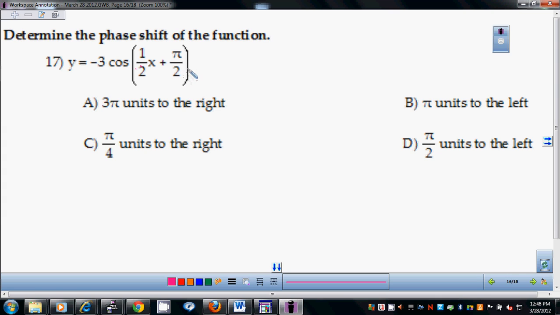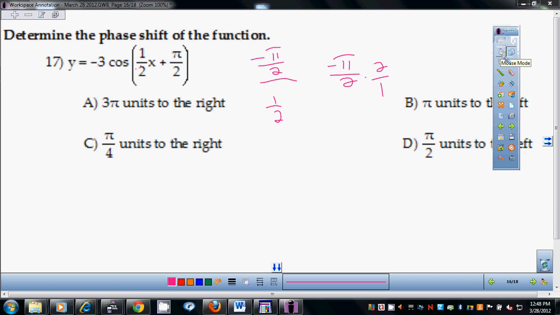Who remembers how to do this from like 20 minutes ago? C over B. What's my C? Negative. You always take the opposite. Over B. And remember, if you divide by a fraction, you're making it bigger. So basically just double this. But anyway, flip it, multiply. -2π/2. So which answer is it?